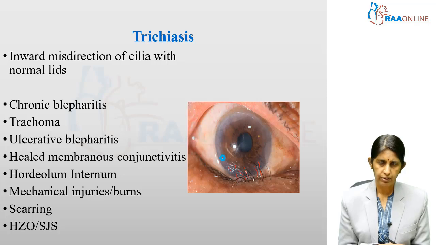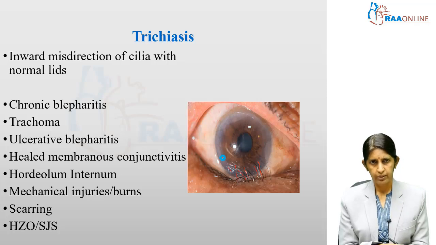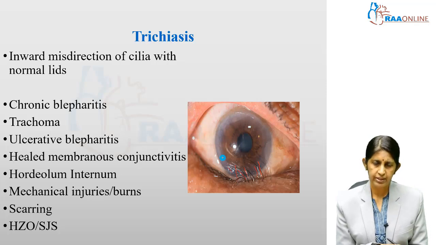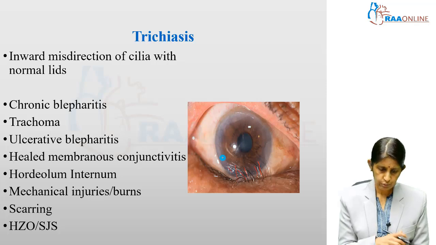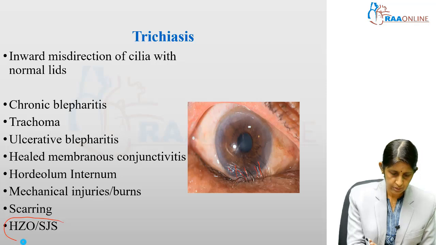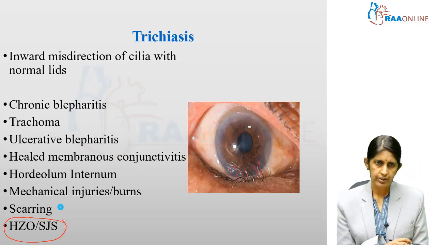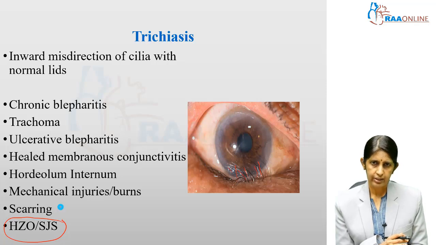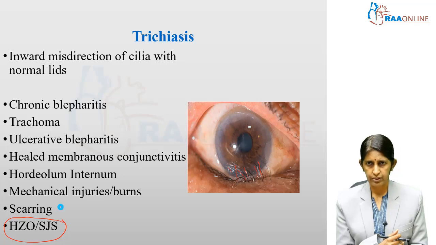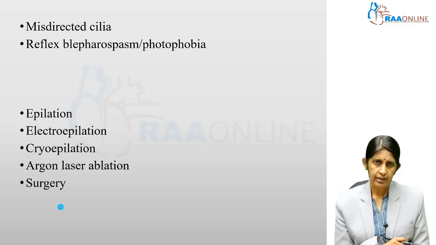After hordeolum internum, there can be distortion of the glands there. It is particularly common following mechanical injuries and burns, following scarring of eyelid skin, and also very common in patients who have had herpes zoster ophthalmicus or Stevens-Johnson syndrome. Stevens-Johnson syndrome is one of the cicatrizing lesions on the lid or conjunctiva that can cause a misdirection of eyelashes. Misdirected cilia can cause reflex blepharospasm and photophobia.